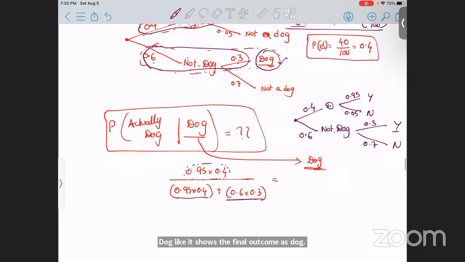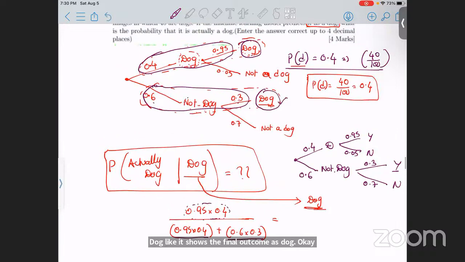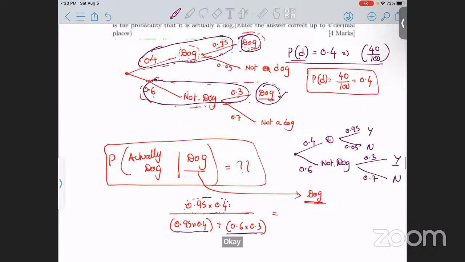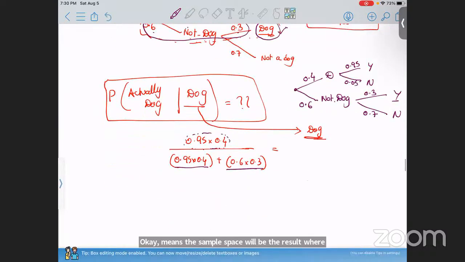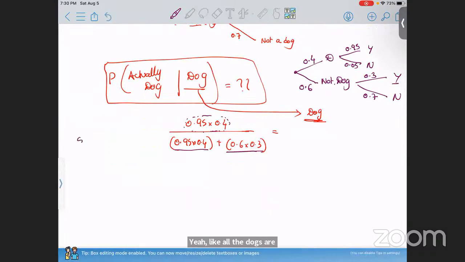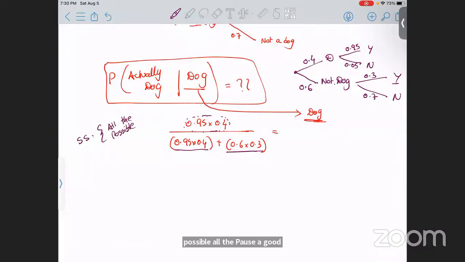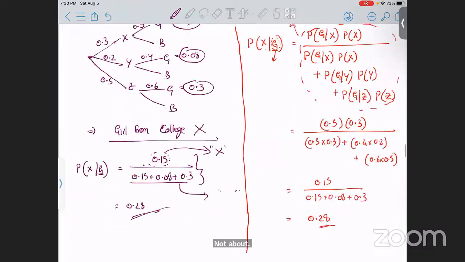Means the sample space will be all the possible results when dog is shown, all the dog results at the end. Even this is the case in here also.